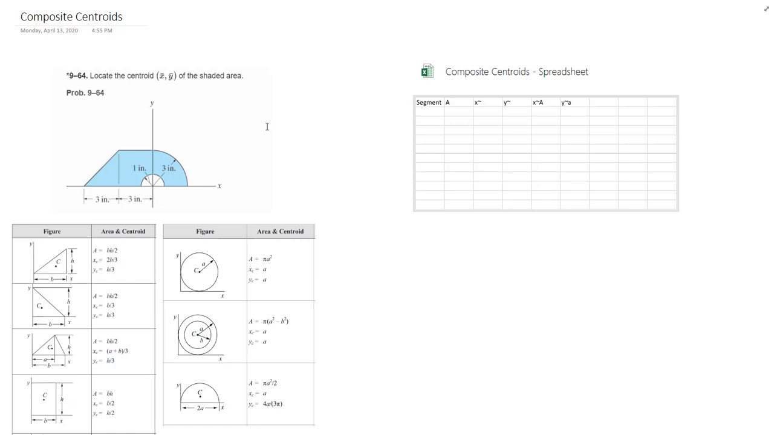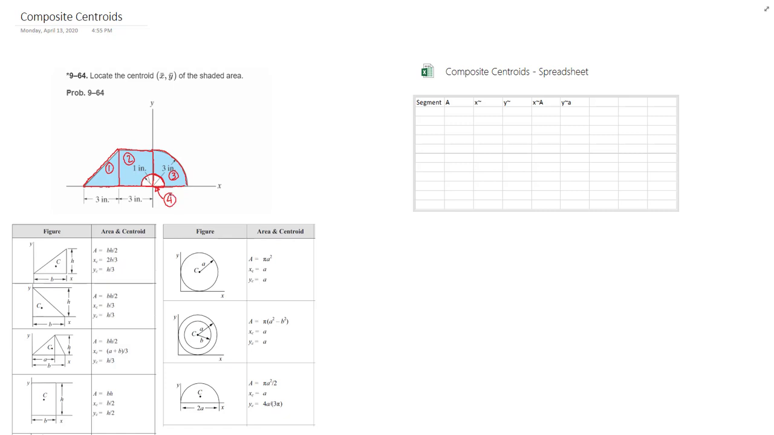Okay, so we'll break this down into the triangle section. We'll call that 1. Use this rectangle section, 2. We'll take this quarter arc, 3, and we'll take away the semicircle, 4. Okay.